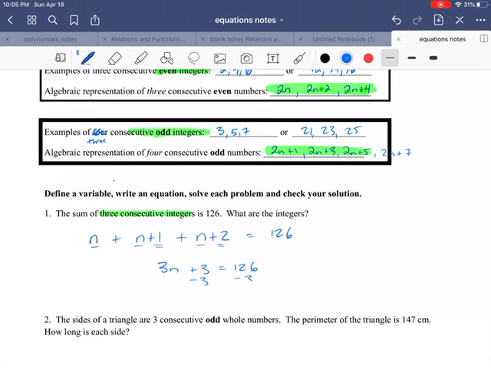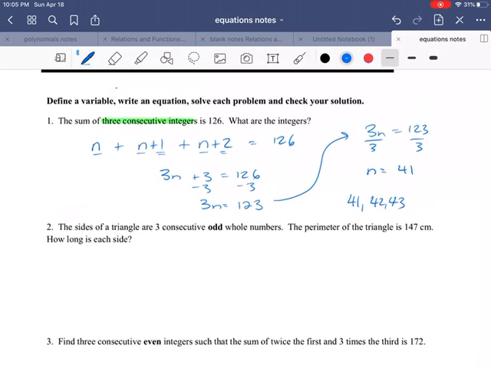Now if we subtract 3 and subtract 3, we end up with 3n is equal to 123. Rewrite over here just for a little bit more space. Divide by 3, and n is equal to 41. So that's our first number. So the next two numbers are going to be 42 and 43, giving 41, 42, and 43. And if you add those up, you do indeed get 123.